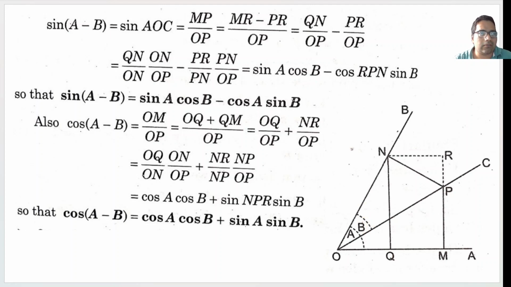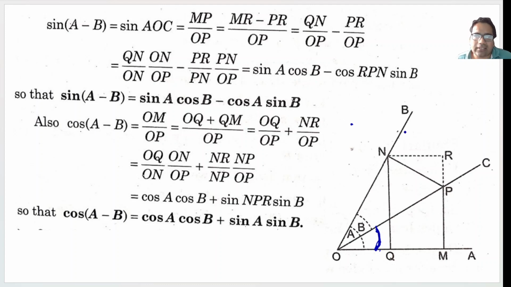Now we are concerned about sine(A minus B). That means we are concerned about this angle. I'm writing in blue. Sine(A minus B) is this angle. We are concerned about this angle. Right, total is A, this is A, and this is B. We have to find what this is.